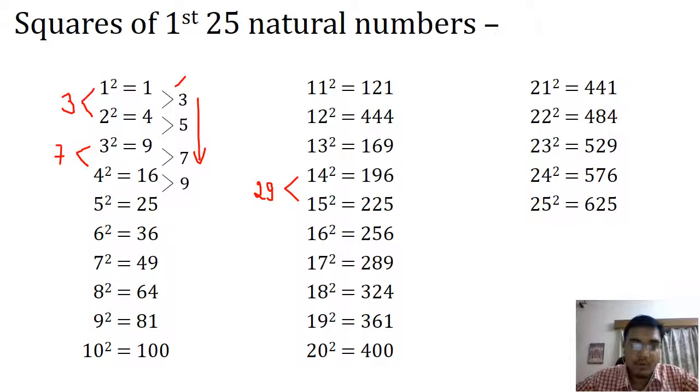Now this is a very important point that you need to remember, because there would be questions which can be solved using this property. So just remember that the difference between any two consecutive squares is basically an odd number.